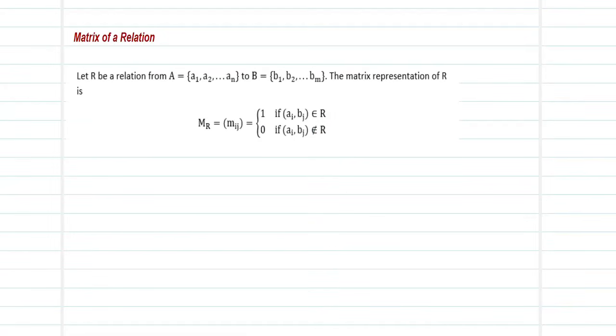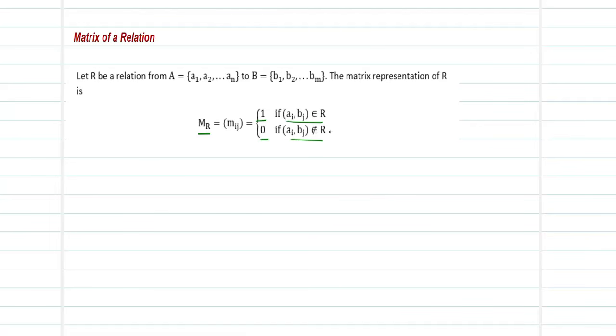Matrix of a relation R. Let R be a relation from the set A, which has the collection A1, A2 up to An, to B, which has B1, B2 up to Bm. The matrix representation of the relation is represented by M_R, and the matrix M_ij has just a collection of 1s and 0s. The matrix entry is taken as 1 if the ordered pair (Ai, Bj) belongs to the relation, and it takes the value 0 if the ordered pair does not belong to the relation.